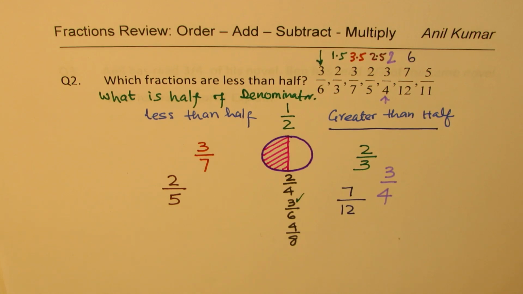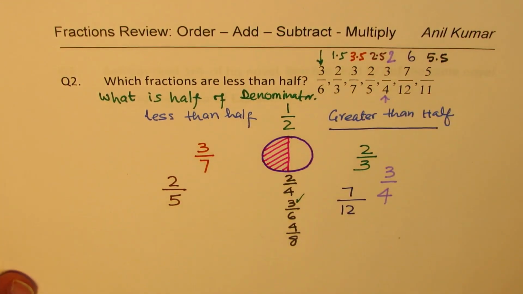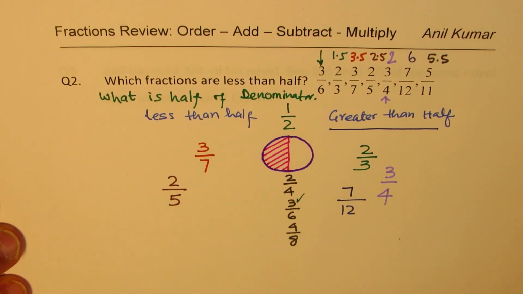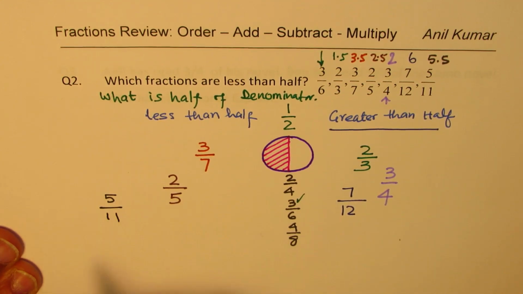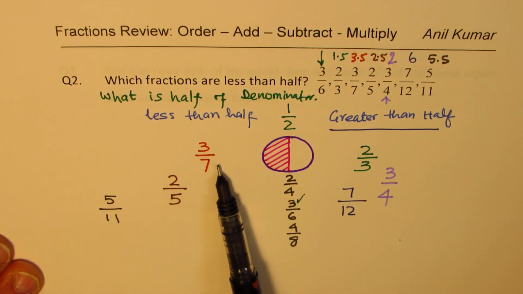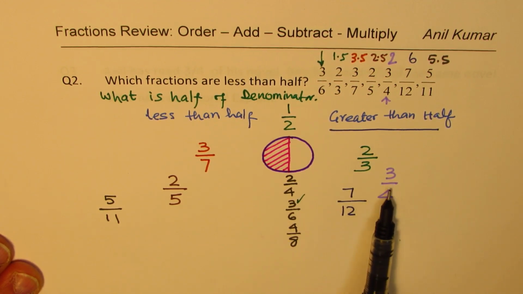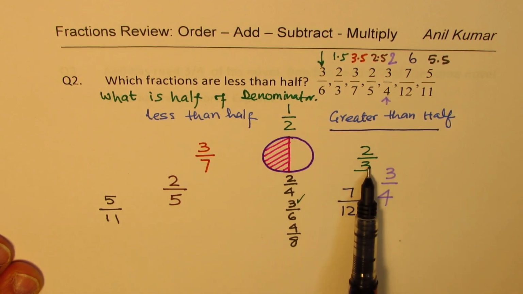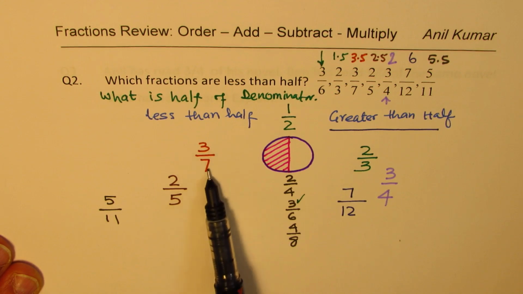The last one, I think you can do yourself. What is half of 11? Well, half of 11 is 5.5. So I've taken decimal numbers here. Now compare. 5 is less than 5.5, so it comes here. So we get 5 over 11 as less than half. You can clearly see that these three numbers are less than half, 3 by 6 is exactly half, and the other three are greater than half. Mainly because the numerator is more than half of the denominator for greater numbers, the numerator is equal to exactly half of the denominator, and the numerator is less than half of the denominator.